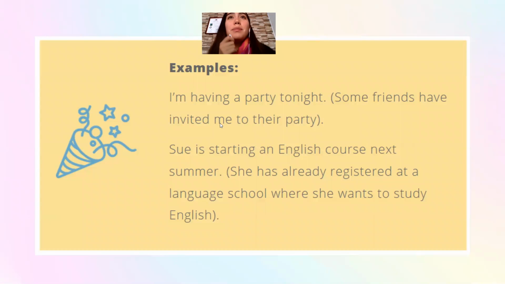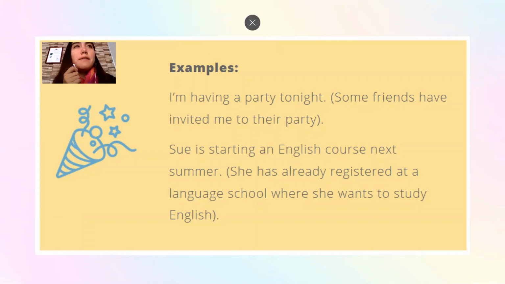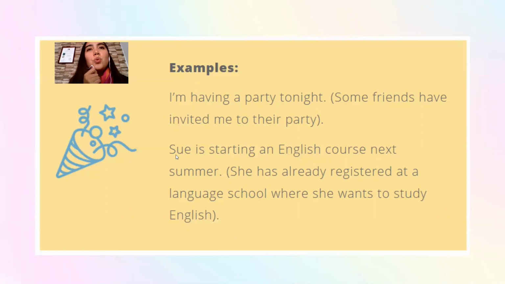Also, we have more examples here. I'm having a party tonight. Sue is starting an English course next summer. She has already registered at a language school where she wants to study English. Future arrangement, future arrangement.